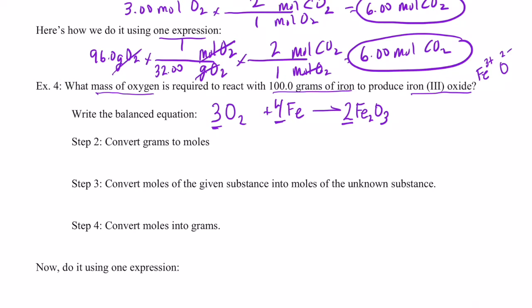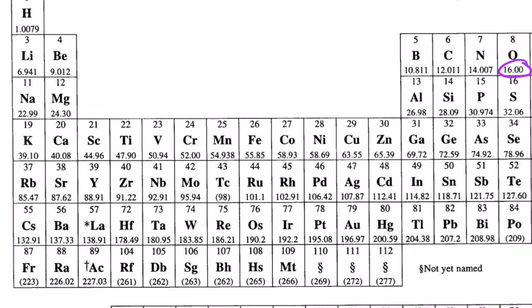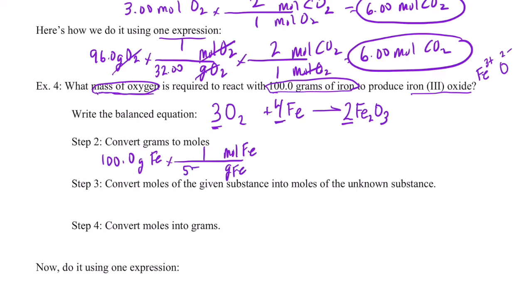Well, I'm giving grams of iron here, and I want to find out about grams of oxygen. So that's certainly not in moles, so let's go ahead and convert grams of what we're given to moles. So 100.0 grams of iron, multiply by a line, of course, put grams of iron on the bottom, moles of iron on top, and 1 mole of iron weighs, let's take a look on our periodic table. Here's iron, 55.85 grams per mole. So grams of iron are gone, and this will give us moles of iron.